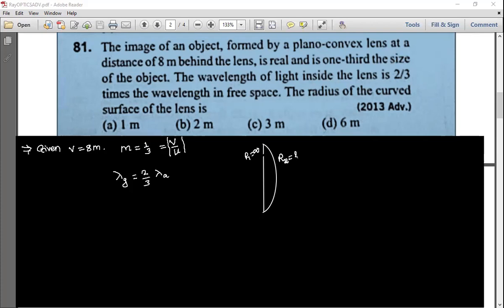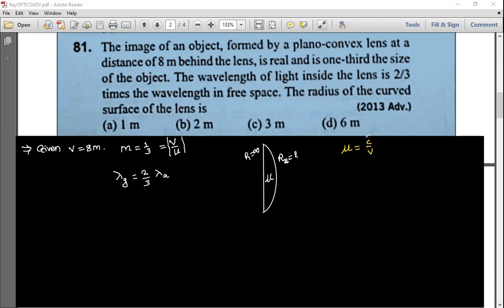Now we don't know the refractive index of this lens, mu. So we are having one formula. See here. What is that formula? Mu is equal to, what is the formula, tell me? C by V, right? And which other formula is there? Lambda 2 by lambda 1, yes? Yes?